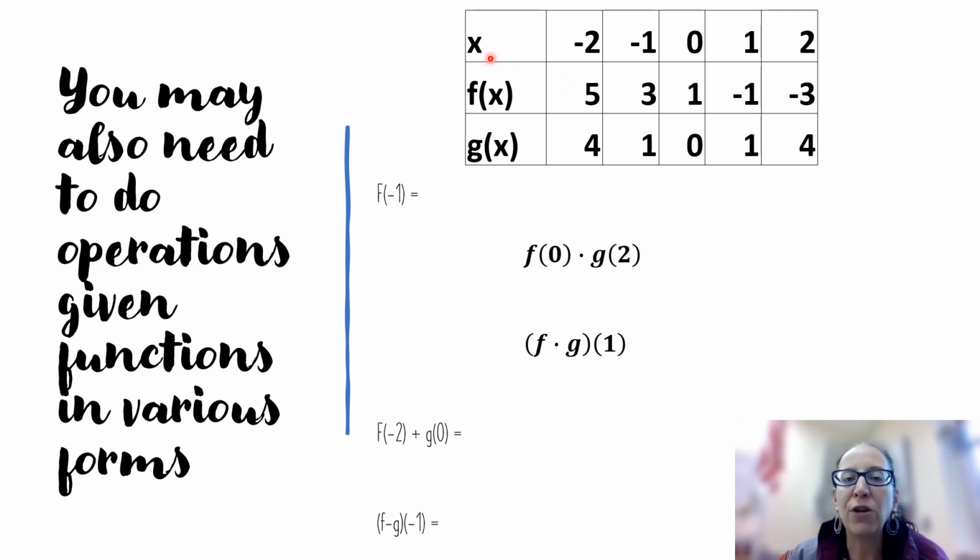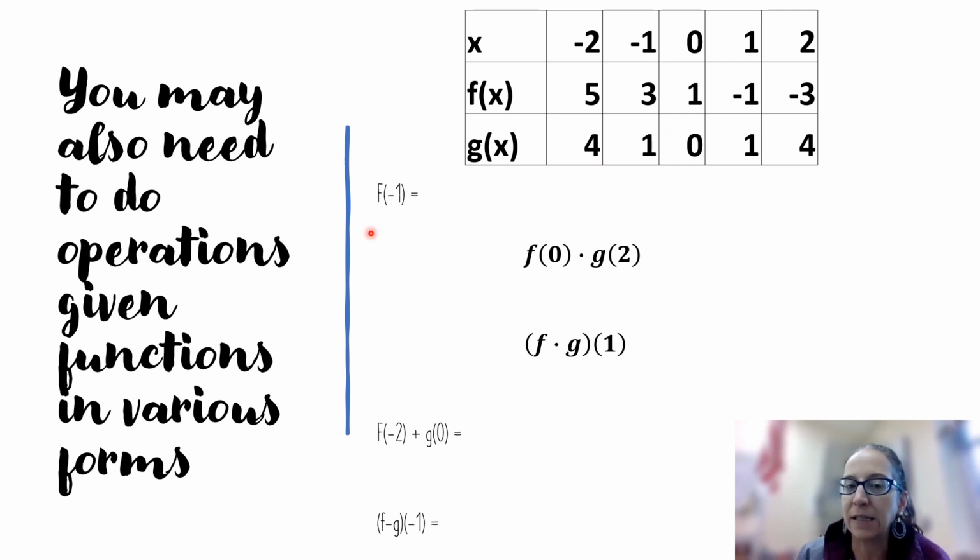So when you have a table, and these tables can be set up either horizontally or vertically. Okay, so you could have like x, f of x, g of x in these like little columns. This one has them set up in rows. So this tells you the x value, and then this tells you the f of x or g of x value that goes with it.